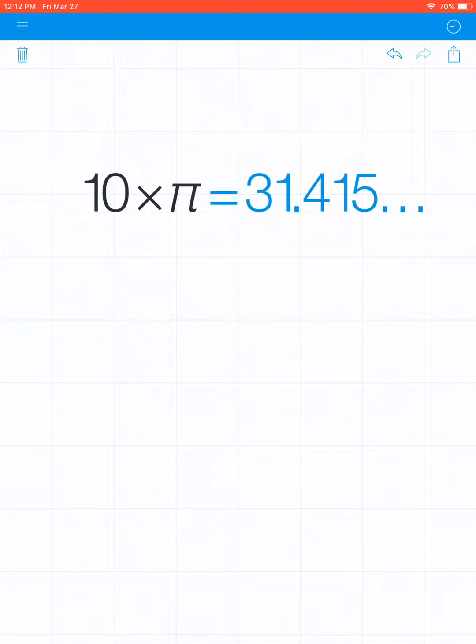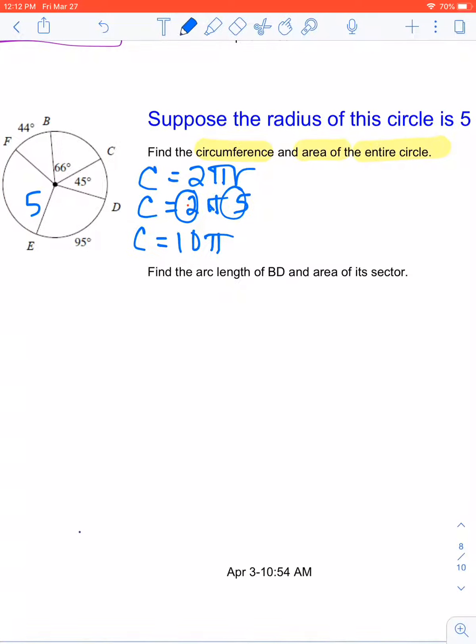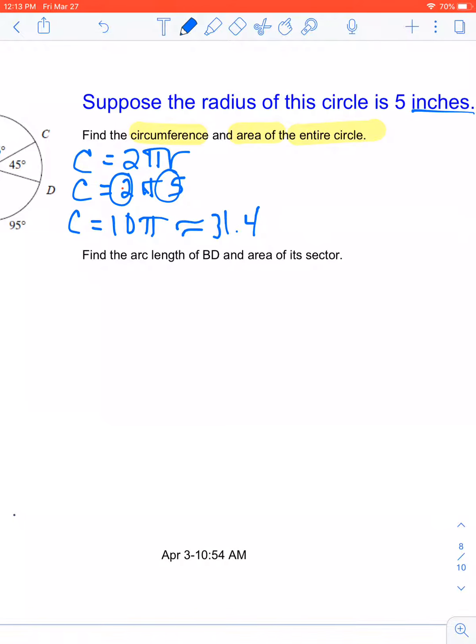However, if you wanted to know what its decimal approximation is, 10 times pi would be 31.4. And since they gave it to us in inches, this would be 31.4 inches.